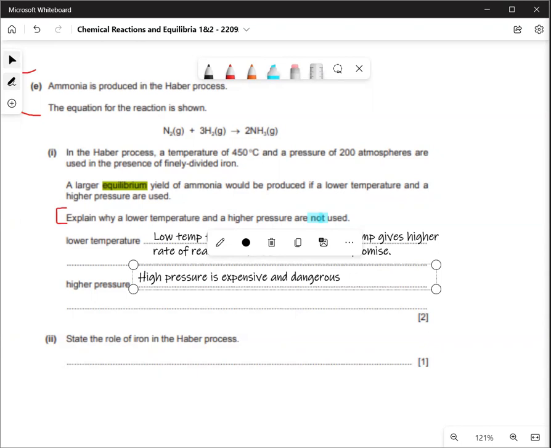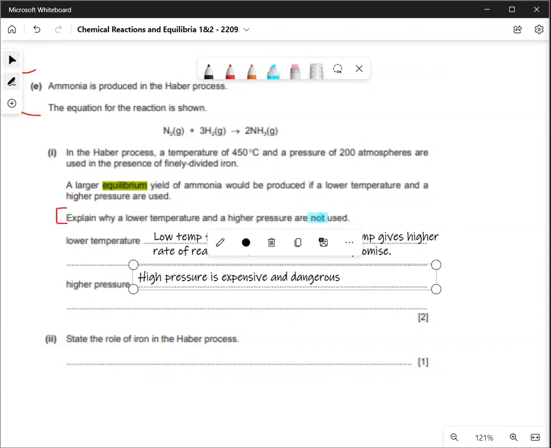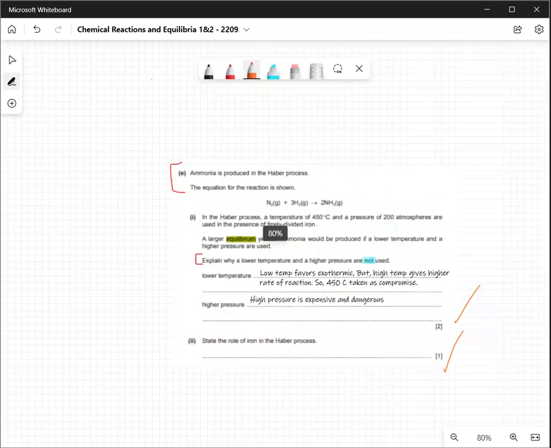Right, and last, what is the role of iron in the Haber process? It's a catalyst. Catalyst, done. So we got all the marks. Good job. That's all for today.